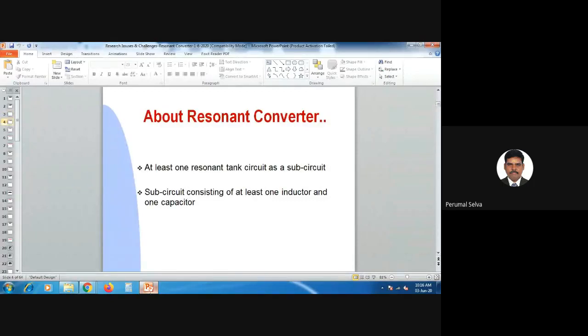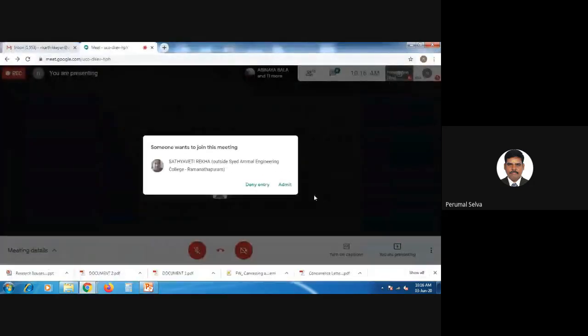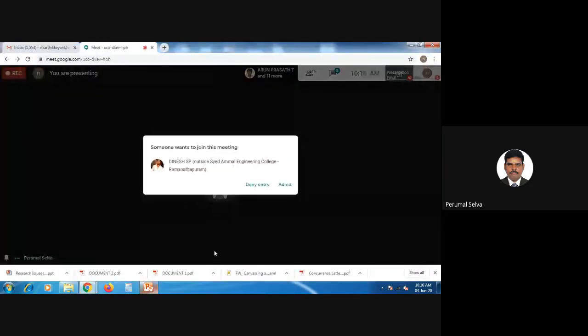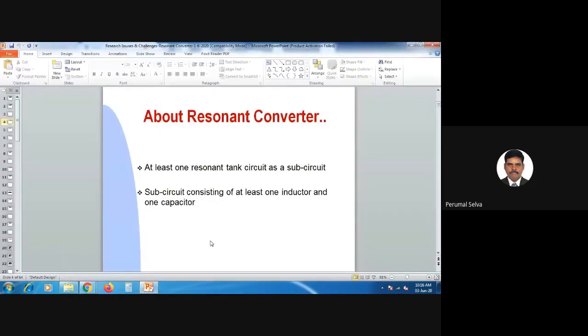So we are going to the resonant converter, right? These are the two major problems, the efficiency and the regulation problem, so we are going to a controlled converter. So why are we going to the resonant converter, or what is meant by a resonant converter? A resonant converter means at least one resonant tank circuit as a sub-circuit, and the sub-circuit consists of at least one inductor and one capacitor, right?